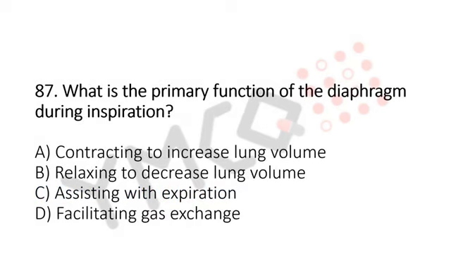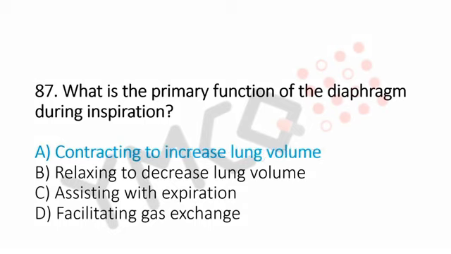Which is the primary function of the diaphragm during inspiration? Option A, contracting to increase the lung volume. Option B, relaxing to decrease the lung volume. Option C, assisting with expiration. Option D, facilitating gas exchange. And the answer is option A, contracting to increase the lung volume. Now let's move to question number 88.